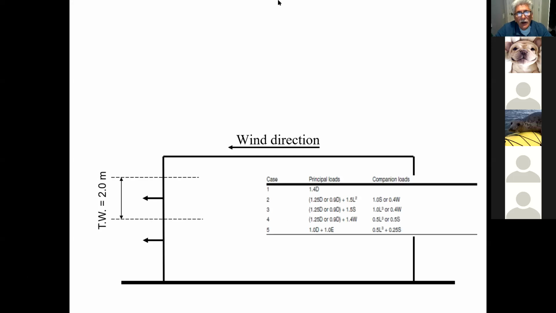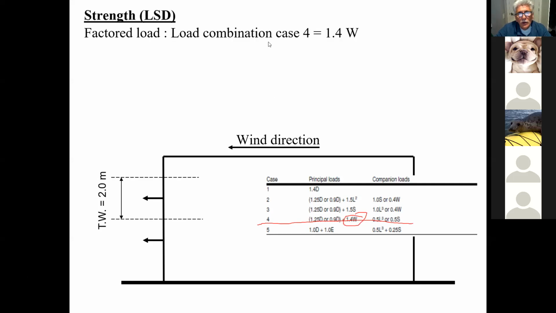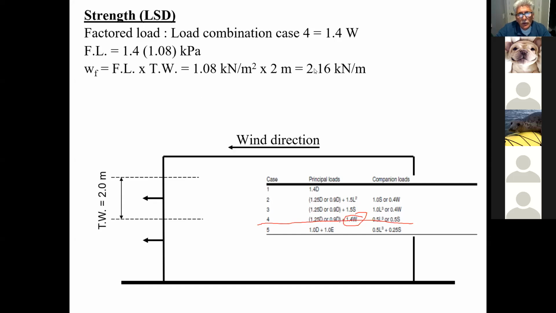Now, of course, I will be looking at this load case over here, which is 1.4 W. That's the one where the wind becomes a principal load. And therefore, for strength, the wind load is case number 4 at 1.4 W. And therefore, I take 1.4 times 1.08 kPa. And my factored load becomes 2.16 kilonewtons per meter squared.